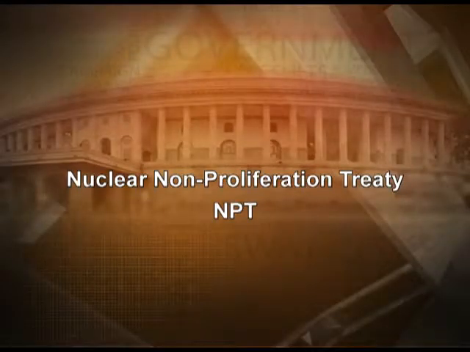The second treaty is the Nuclear Non-Proliferation Treaty. This treaty, NPT, allows only the nuclear weapon states to have nuclear weapons, and it stops other states from acquiring them. For the purpose of NPT, a nuclear weapon state is one which has manufactured and exploded a nuclear weapon or other nuclear explosives prior to 1st January 1967.